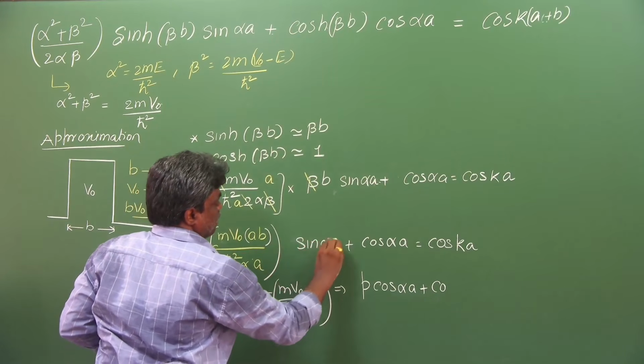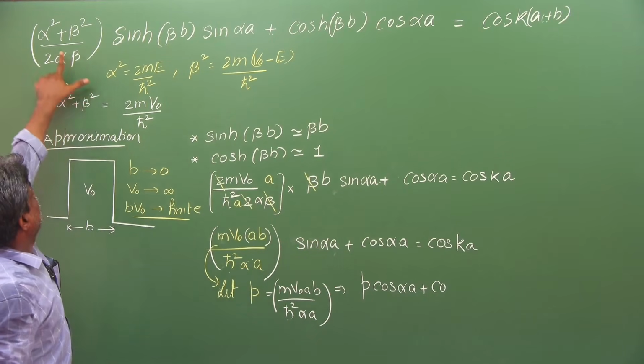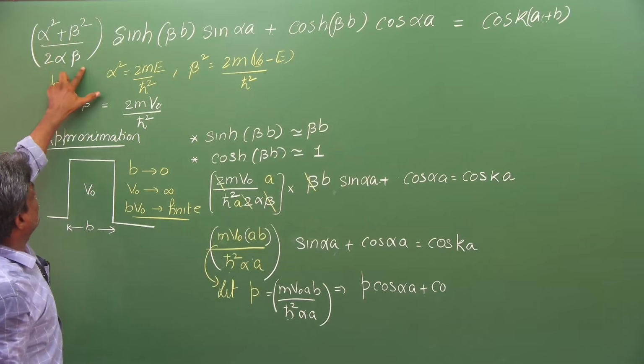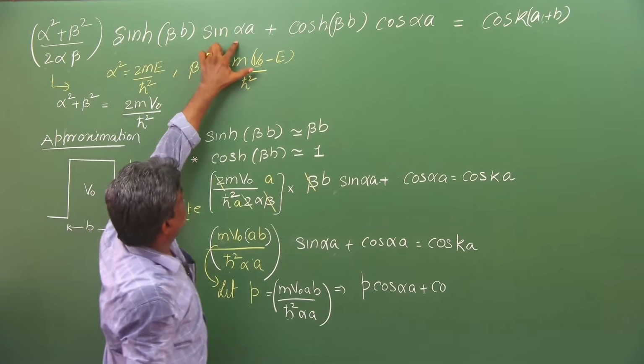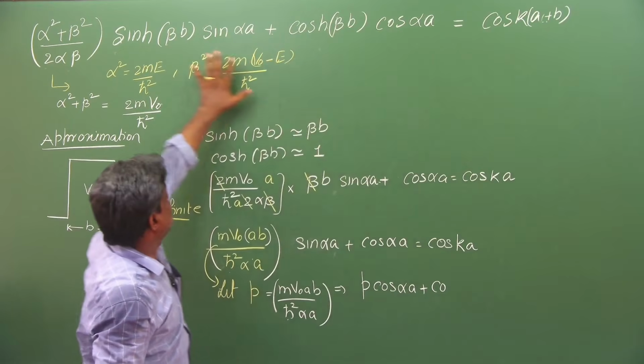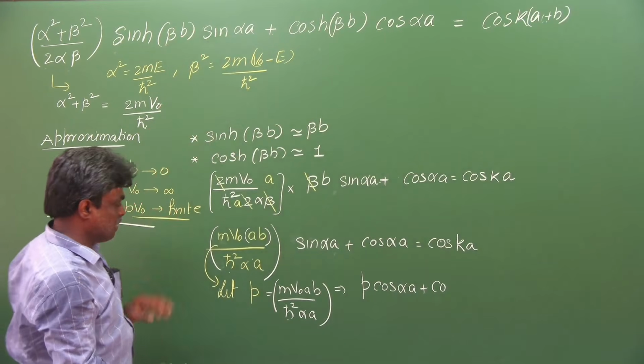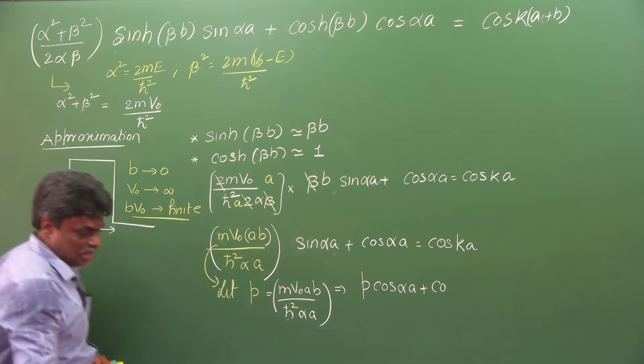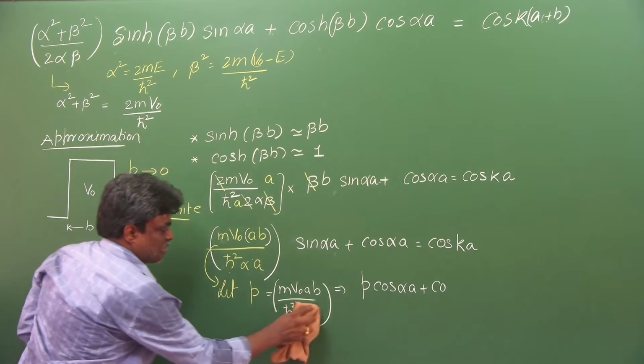Sin alpha A, not cos alpha A. Once again, (alpha square plus beta square) by 2 alpha beta, sin hyperbolic sin alpha A plus cos hyperbolic cos alpha A equal to this one. It's not a cos, it's a sin. That's good. Yes, now I understood why they have taken this.